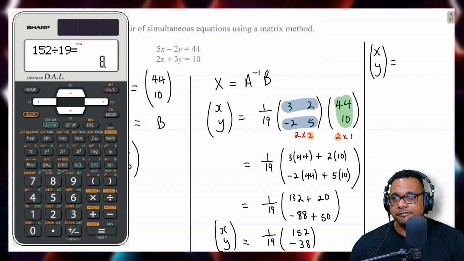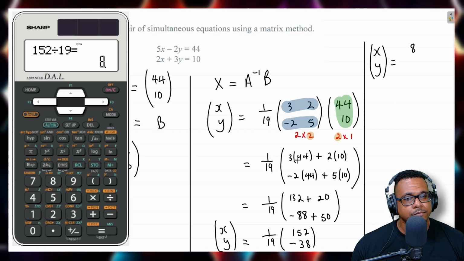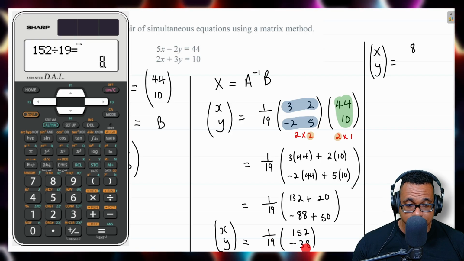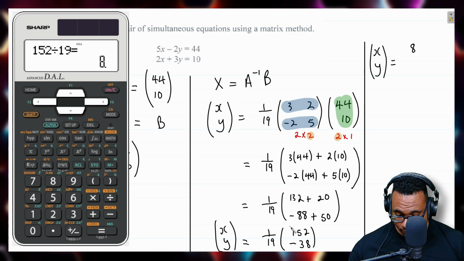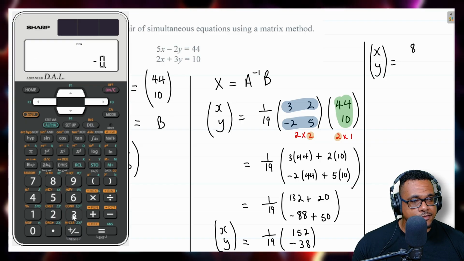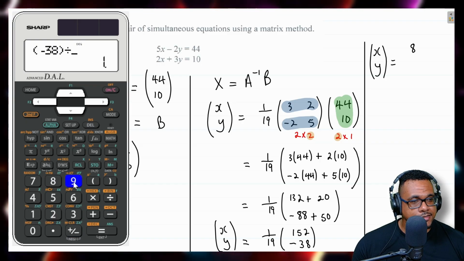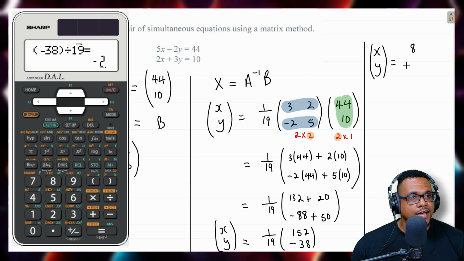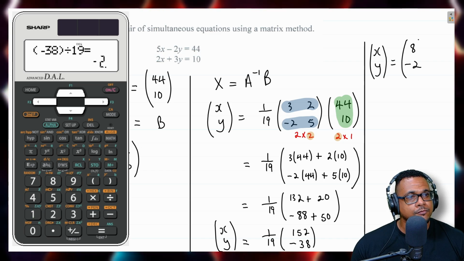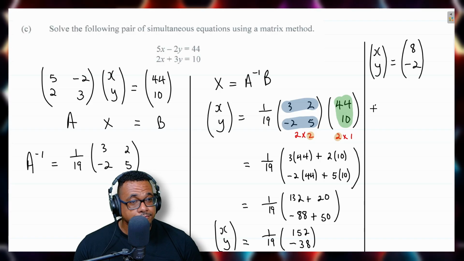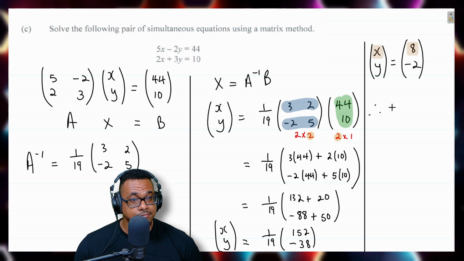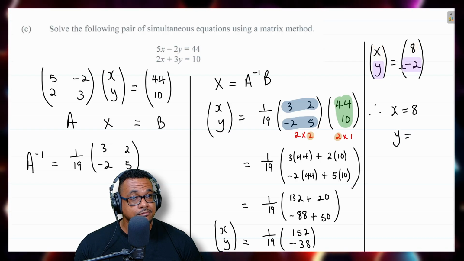So we're going to have 8 on top here. And same thing, 1 over 19 multiplied by negative 38, or negative 38 divided by 19, and we get negative 2. So we have negative 2. Therefore, if we compare positions, x is equal to 8, and y is equal to negative 2.